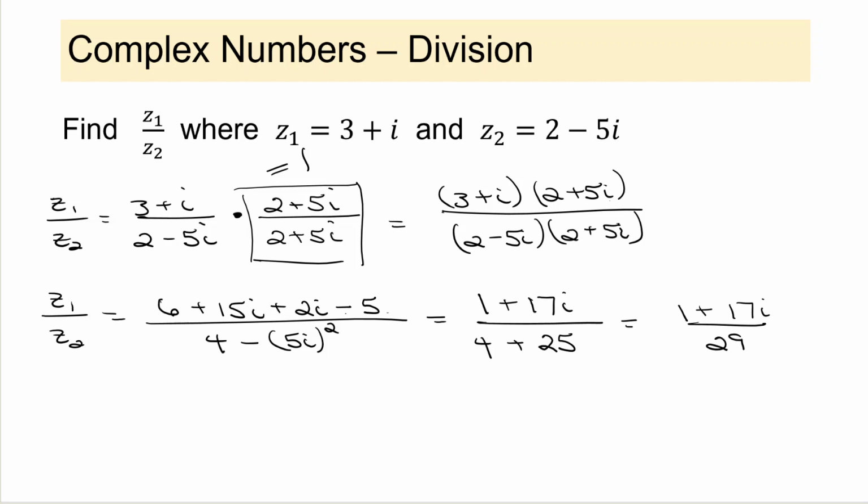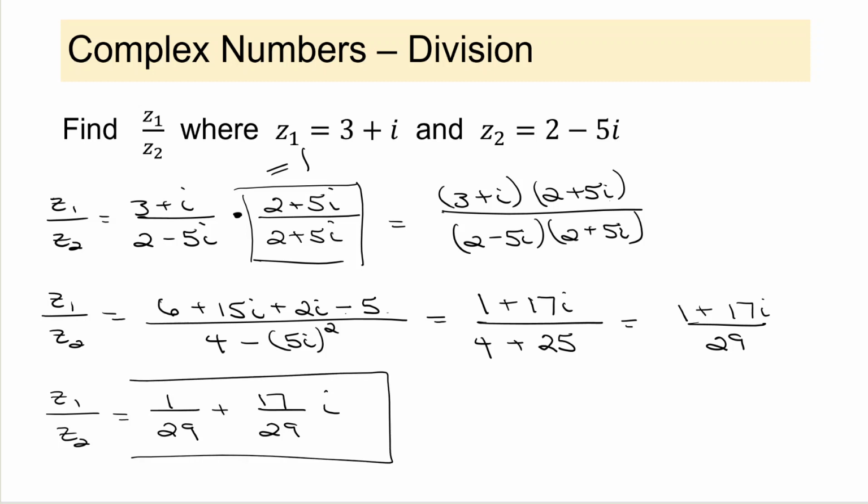So remember I kept saying for when we were doing addition, subtraction, multiplication, and now division, we want our answer to be in the form a plus bi. Well, that's not quite there yet. So all I have to do to get it in that form is to break up the fraction. So I'm just going to rewrite my fraction as 1 over 29 plus 17 over 29 i. And there we go, a plus bi. And now we've completed all 4 operations.